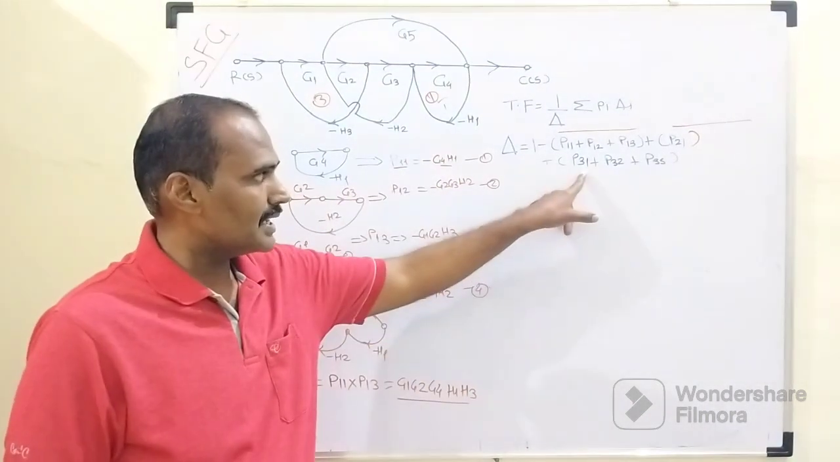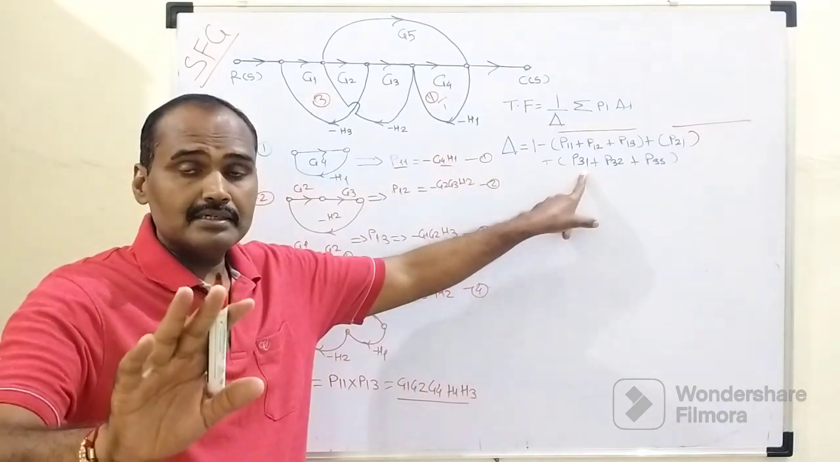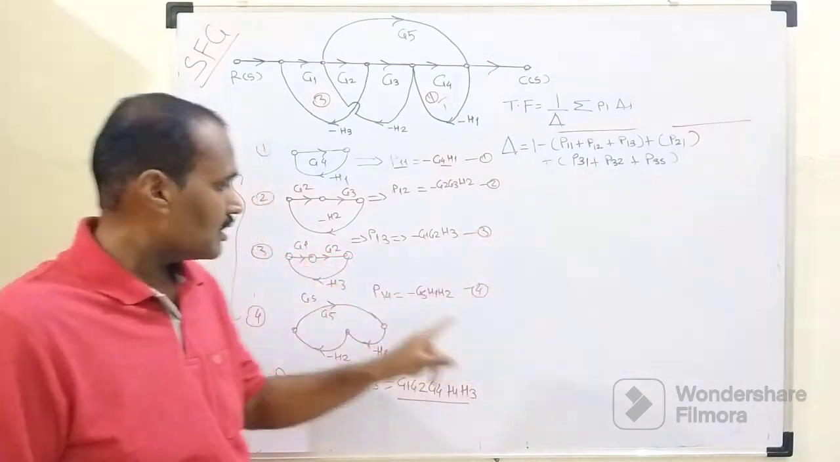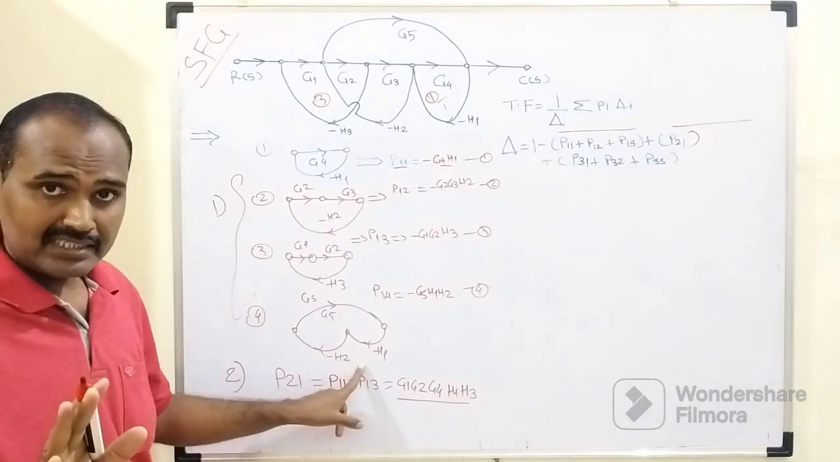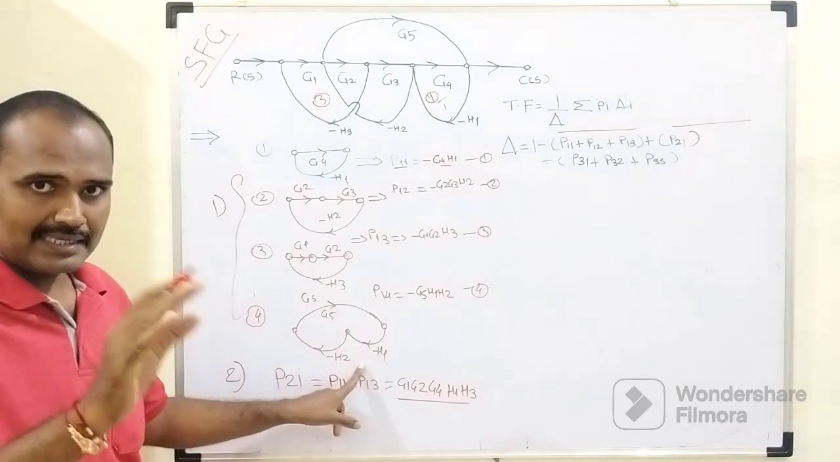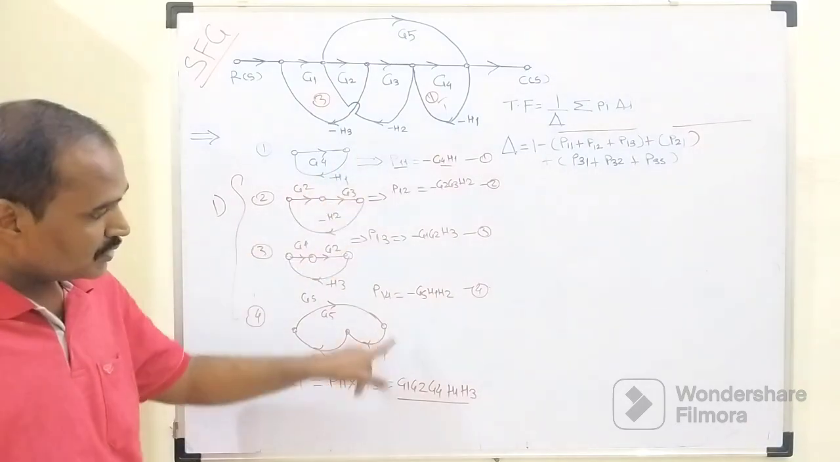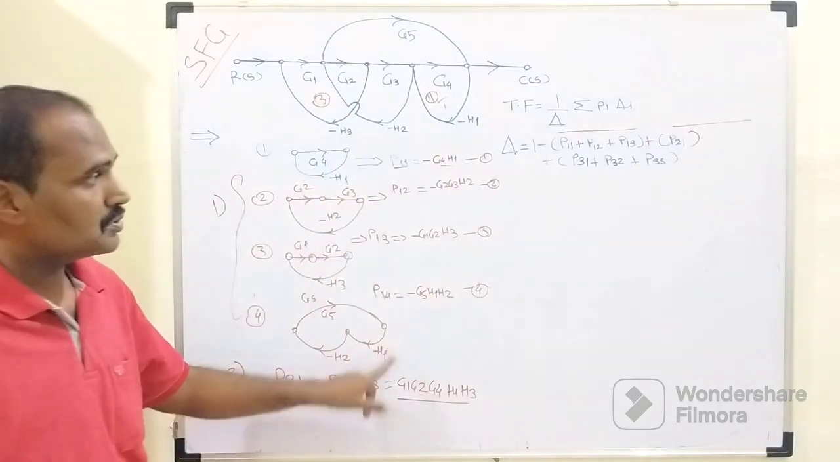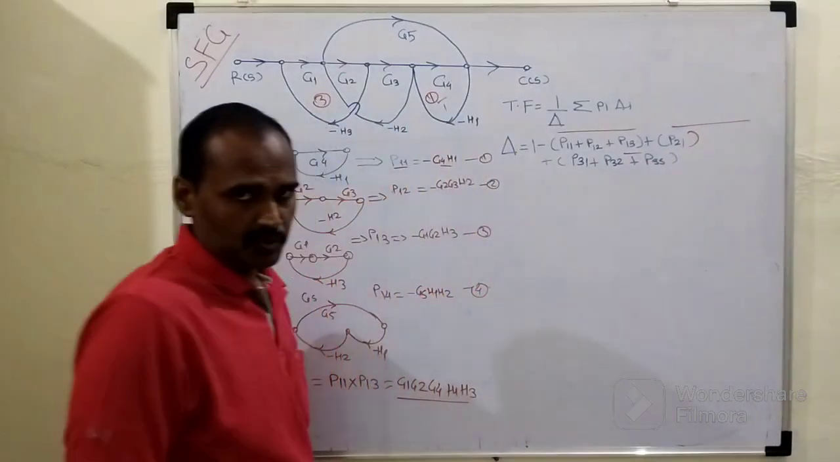Now as far as the third parenthesis is concerned, we don't have any three non-touching loops. Total number of loops we are having is 4. Out of that 4, we don't have any three non-touching loops, because either they are sharing the similar element or they are sharing the similar nodes. So we are coming to this conclusion that we don't have any three non-touching loops. So this term will become 0, right? This entire term will become 0, right?